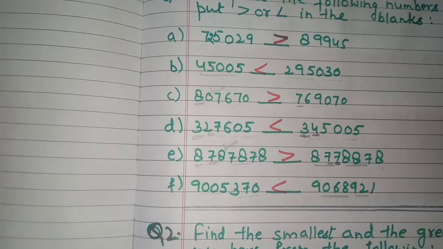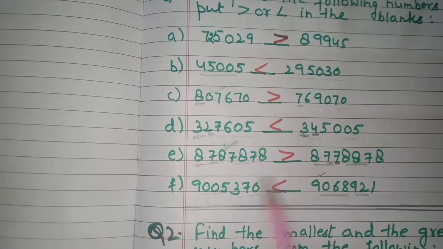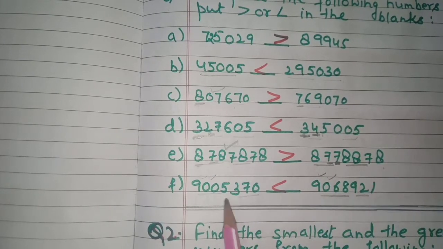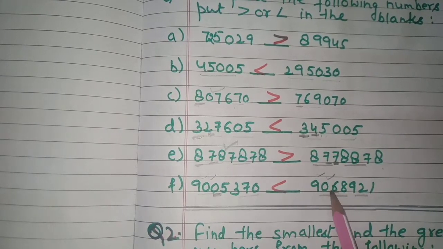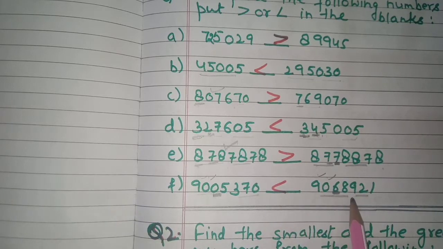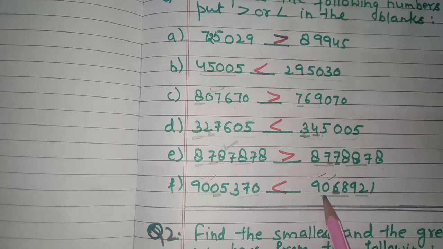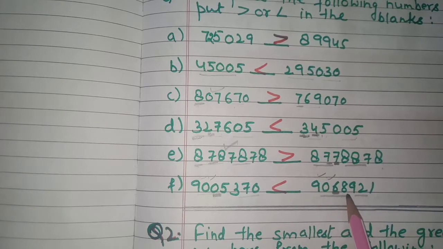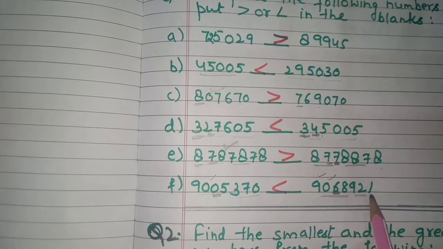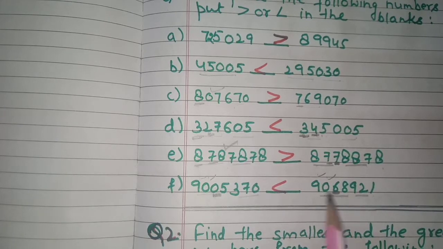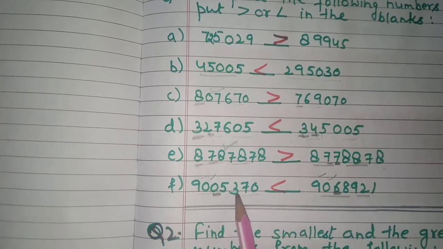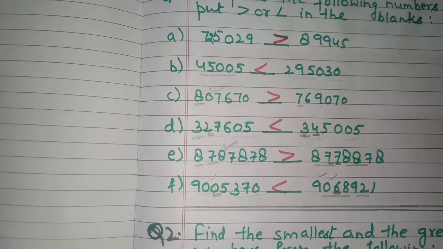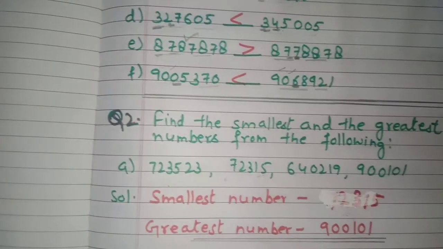Now next one, here we have 4 and 3, 7 and here we have 4 and 3, 7. So both the numbers are having equal number of digits. First digit is same, second digit is also same, but the third digit of the second number is greater. So the second one is greater, means 90,68,921 is greater as compared to 90,05,370.